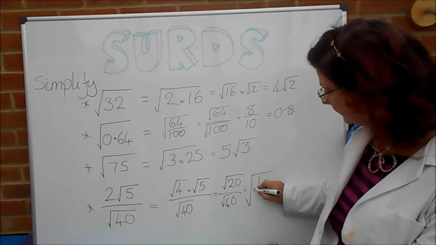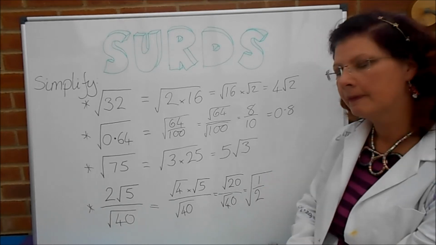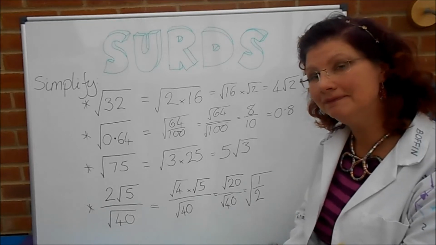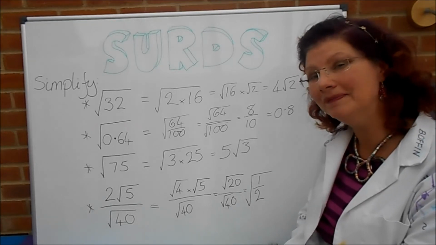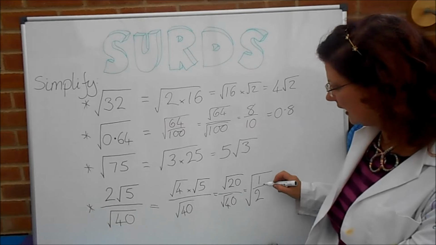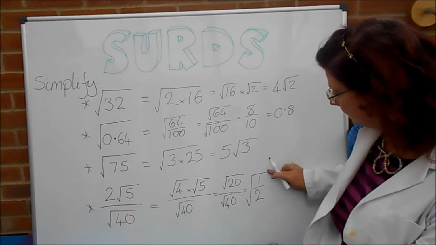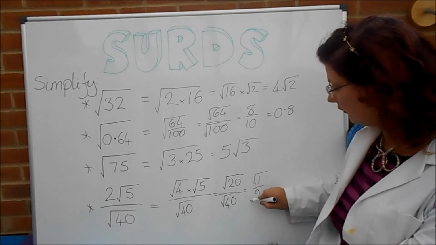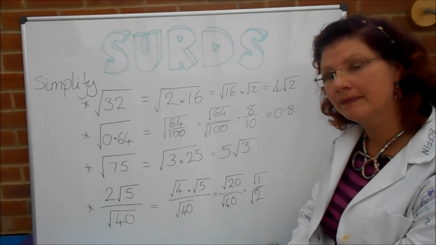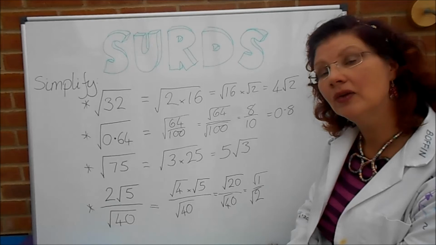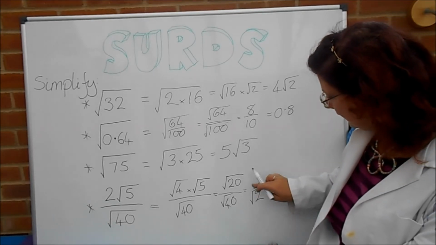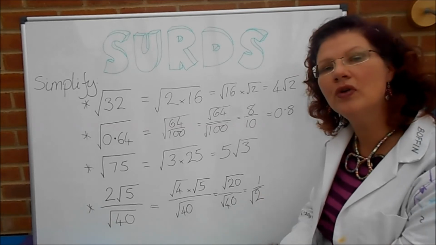20 over 40, I'm going to have to compress this here, is 1/2. And you might not think that goes any further, but there is actually a square there. It's the 1. So we can write that as the square root of 1 over the square root of 2. And the square root of 1 is 1. So all in all, we end up with 1 over root 2.